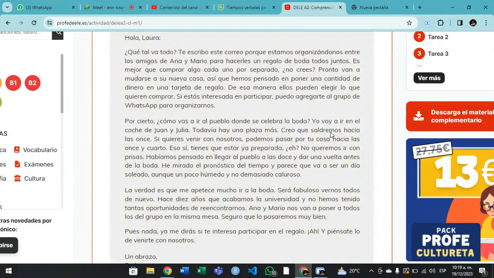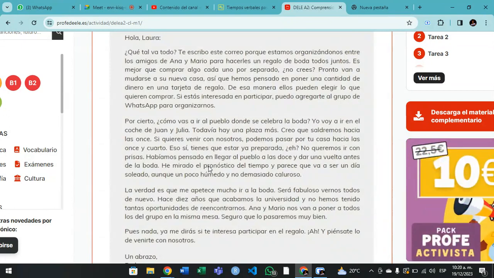What does pronóstico mean? Pronóstico del tiempo is just to check the weather. I don't know if there's a word in English for that. I think it's just the weather, right? Or like prediction of the weather.